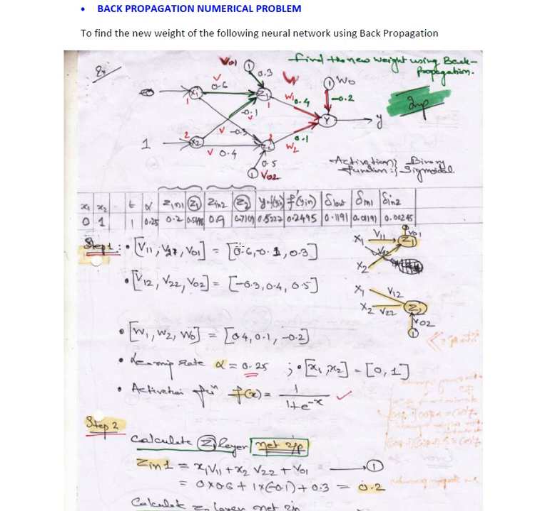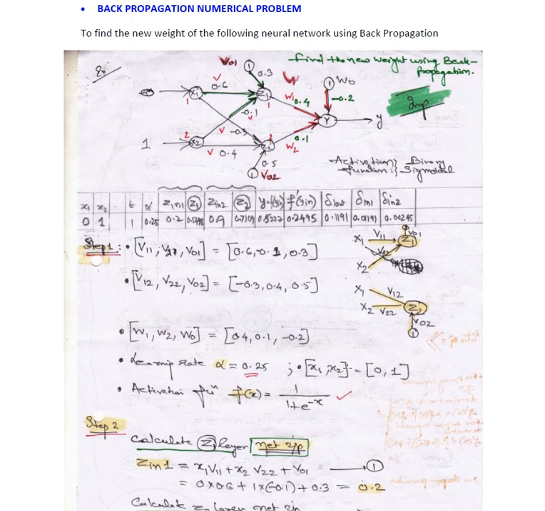Now, this is the input weight vector. Okay, and W1 and W2 are here. These are the output weight vectors, W1, W2, W0. So that is being shown here. Now the learning rate we have been shown here. Alpha is equal to 0.25.